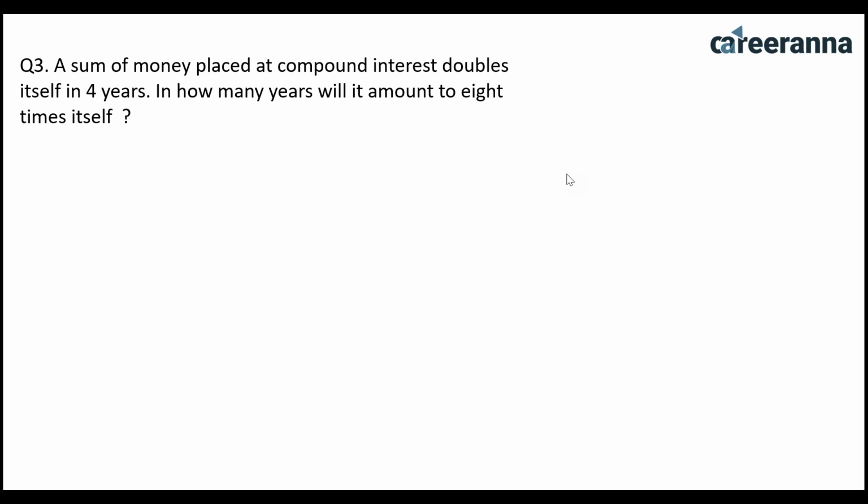A sum of money placed at compound interest doubles itself in 4 years. In how many years will it amount to 8 times itself? Those who want to try, they can try. I'll be giving you 2 minutes, then I'll tell you how to solve this question.